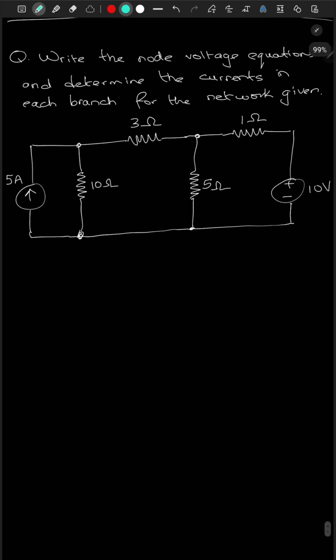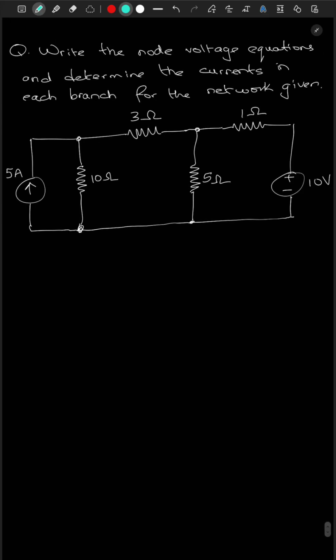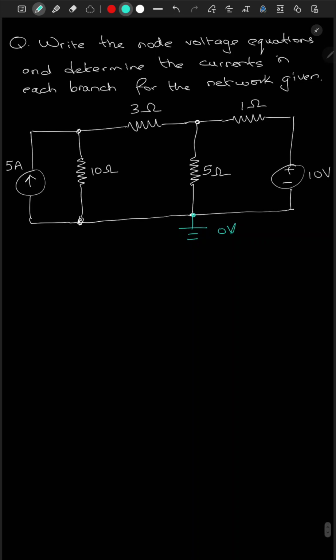Let's see another example on node voltage analysis. So write the node voltage equation and determine the currents in each branch for the network given. So first of all, let's assign the reference node, which would be here. Okay, and let's assign the current. So this is I1 flowing here from the source, from the current source flowing into this node. Let's call this node 1, and this node, let's call it 2.